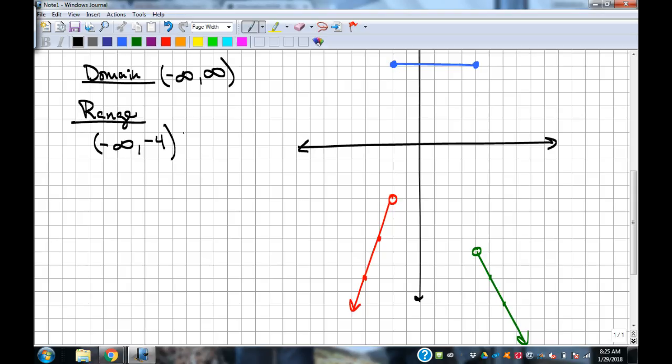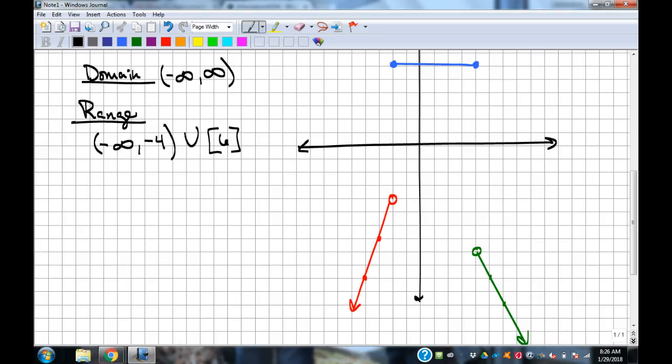And then what's the other part of the range? This was a little tricky, but just 6. What are all the y values in the blue line? Every one of them is 6. So just 6. Okay.